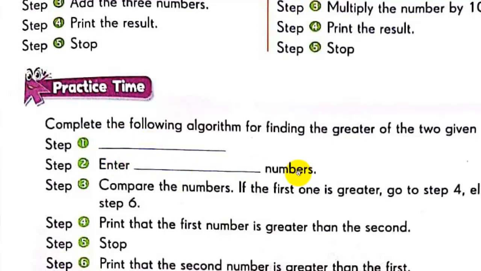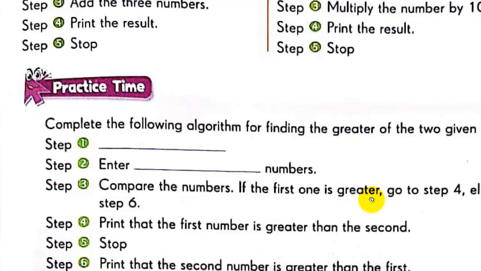Enter two numbers. So for finding the greater of the two given numbers, enter two numbers. So two numbers will be required, because we are finding the greater one from those two numbers. So we have to have two numbers. So the first one is start, then the second step is enter two numbers, then compare the numbers. The two numbers will be compared.